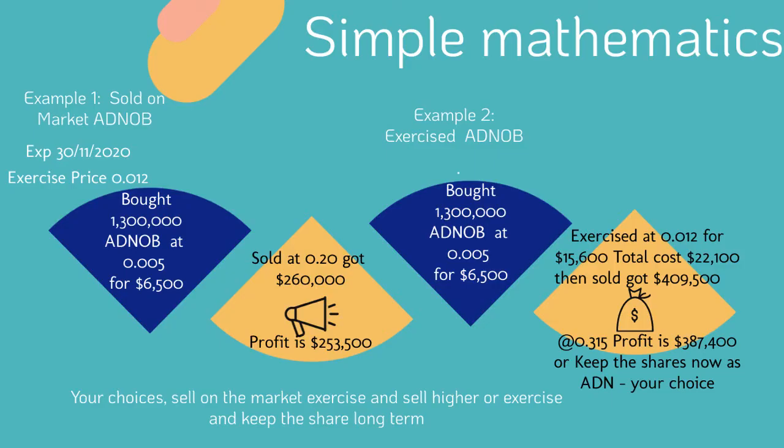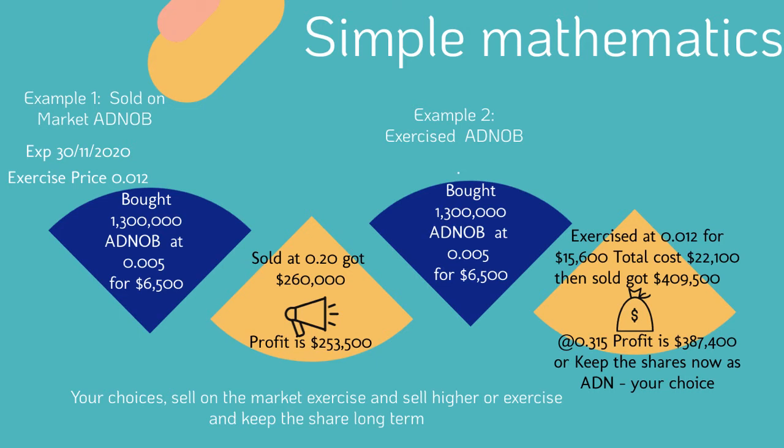Now let's look at an example. We've got ADNOB expiring on the 30th of November 2020, and the exercise price is 0.012. For example, you buy 1.3 million ADNOB at 0.005, so that costs you $6,500. Then you decide on your plan: I want to make a profit and I'm going to sell. I'm not going to be exercising these options. When the stock goes up and the options head up, I'm going to sell my options.